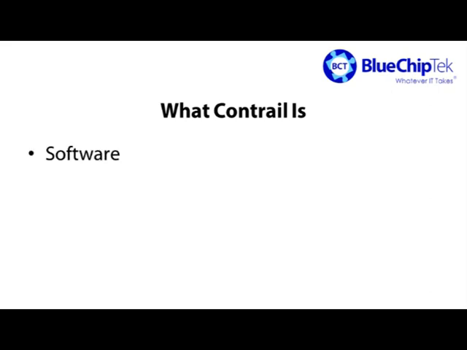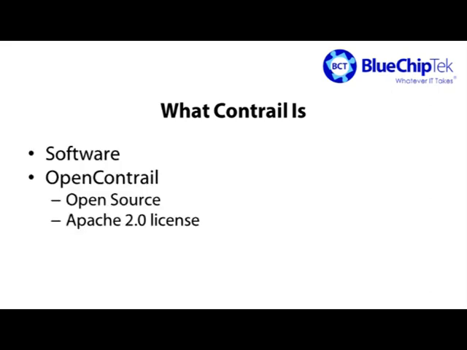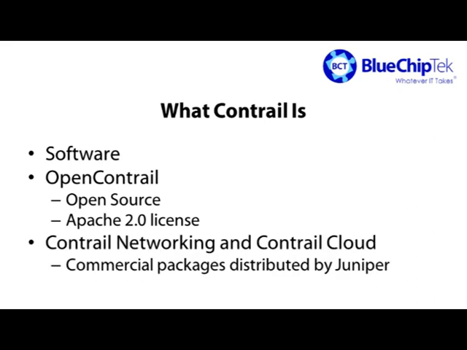Contrail is software that's available in two forms. Open source software, officially known as OpenContrail. You can download the source code from GitHub and modify, compile, and use it yourself almost any way you want. Contrail is published under the Apache 2.0 license, which gives you a lot of freedom for what you can do with the software. Contrail is also available as commercial software distributed by Juniper Networks and packaged up as either Contrail Networking or Contrail Cloud. The distinctions between the two commercial packages aren't important for the purposes of today's discussion.